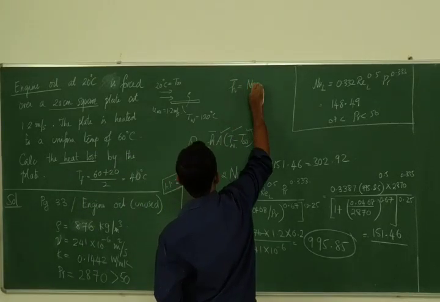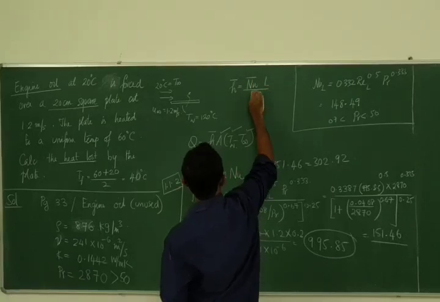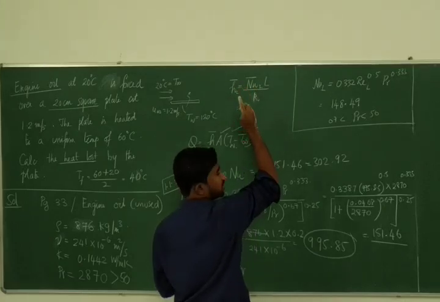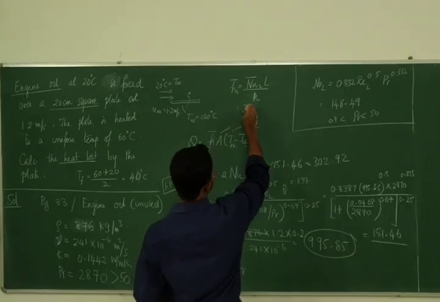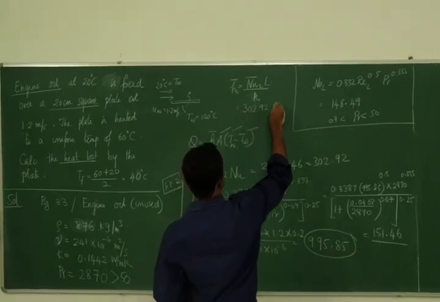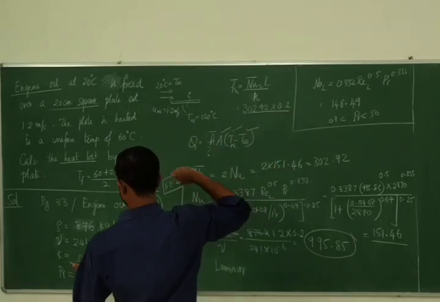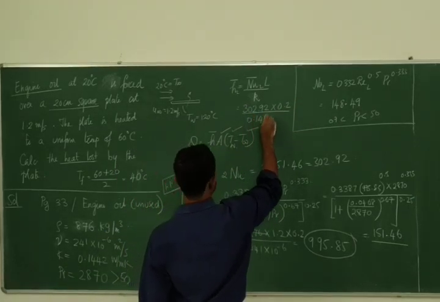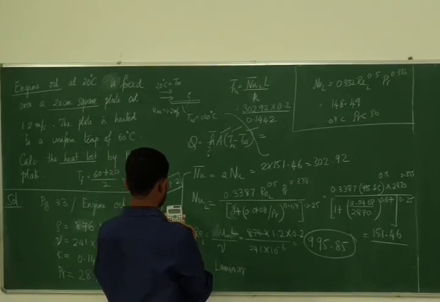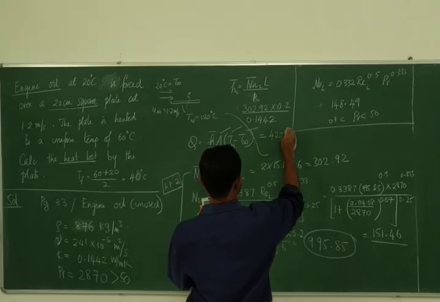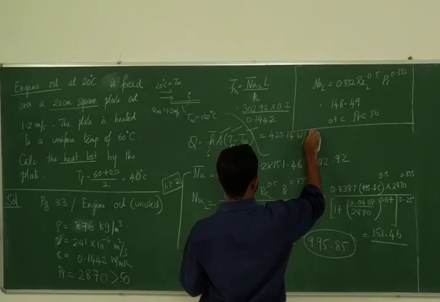Once you have the average Nusselt number, you can substitute it in h. h bar is Nu bar into L by k. So this will be 302.92 into 0.2 divided by 0.1442, and you get h bar as 420.14 watt per meter square kelvin.